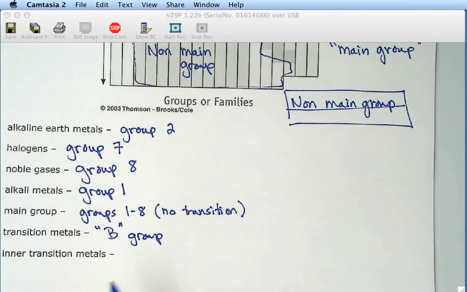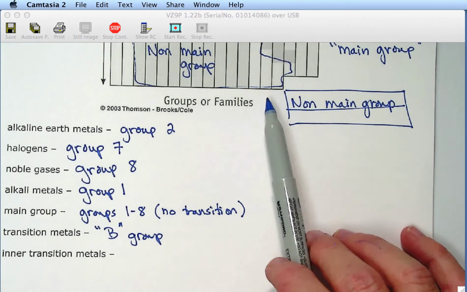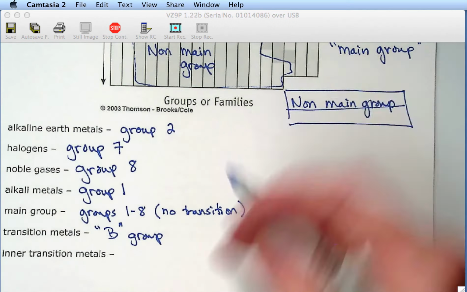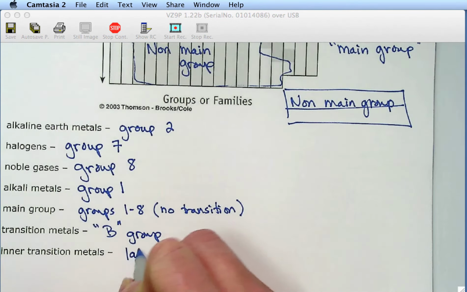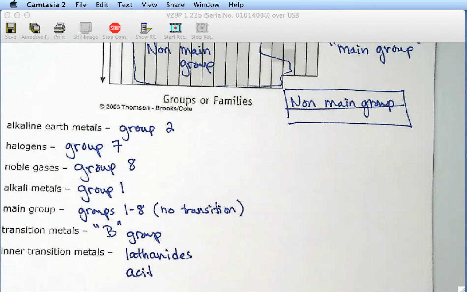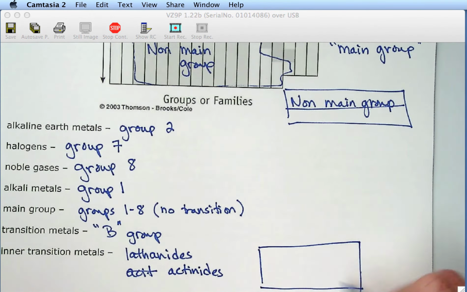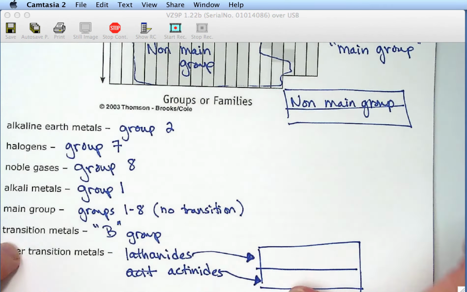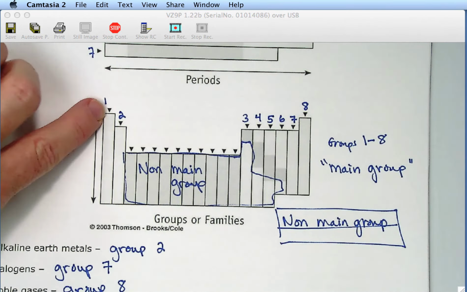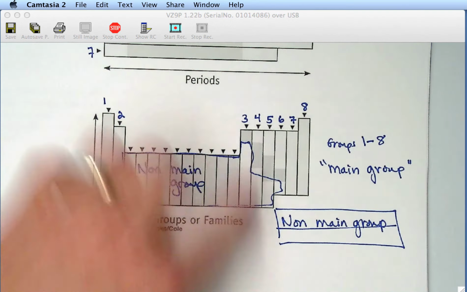The inner transition metals, the first period within that is called the lanthanides, and the second period is called the actinides. So lanthanides, actinides. Let me spell it. So the lanthanides are here, the actinides are here. So to get an idea of where these different groups, these families are, I recommend filling that in. So you can go ahead and fill that in now.